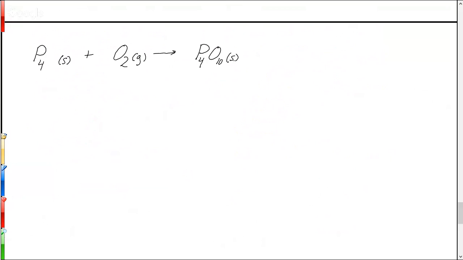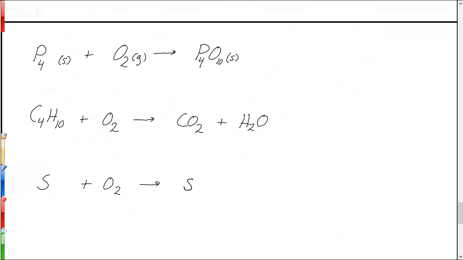So keep working on that one. If you've done that one, here comes another one. I'm just going to leave off the states here to make it a little quicker. Try to bring all three of these into balance if you can.